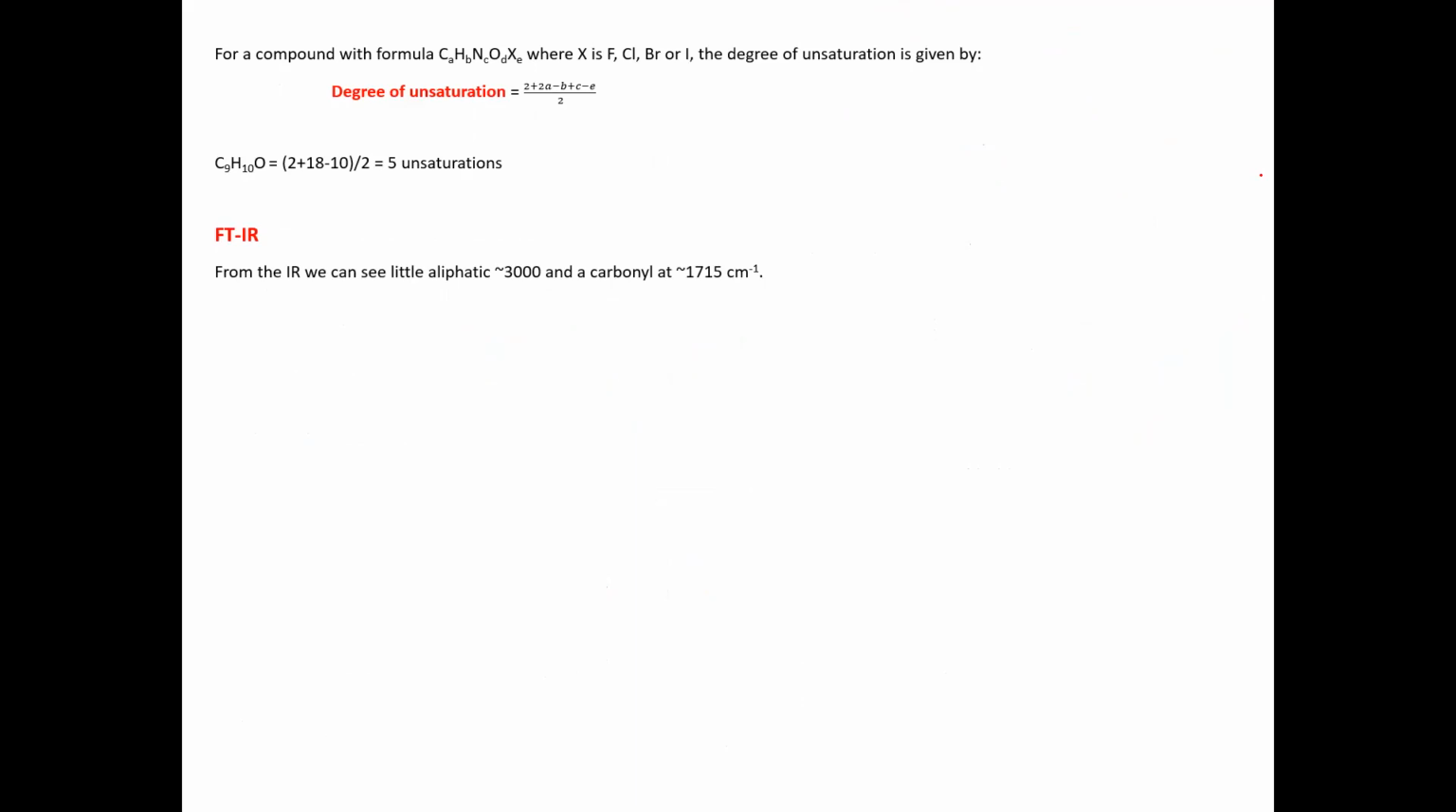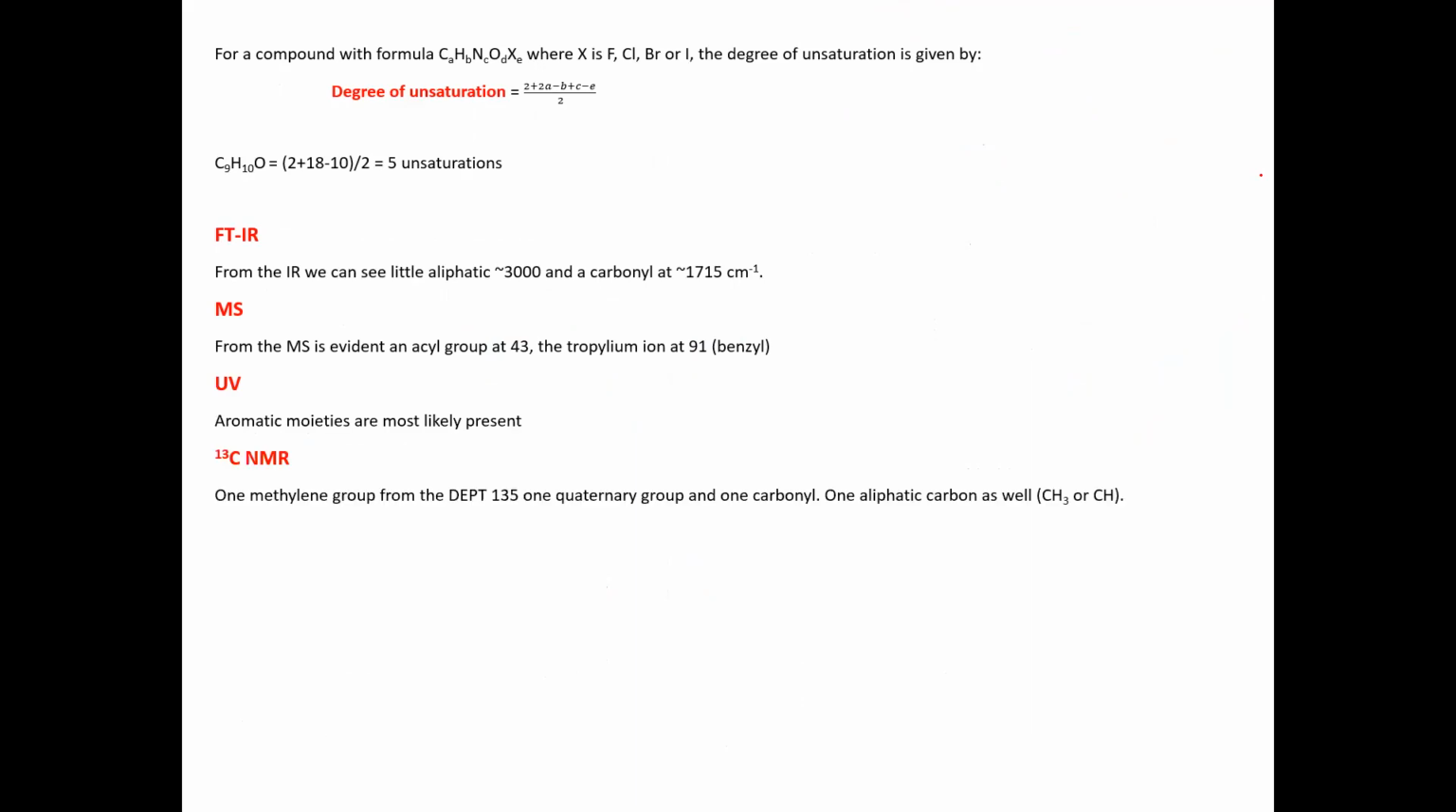FTIR, a little bit of aliphatics, not too tall because most of it was aromatics. Then definitely the carbonyl. Mass spec 43 and 91, very evident, typical recurrent numbers, magic numbers. UV, most likely aromatic. Methylenes, quaternary group that disappear on the DEPT, and you see all the rest of the aliphatic carbons. The system counts for 10 protons, so you need to find the 10 protons.